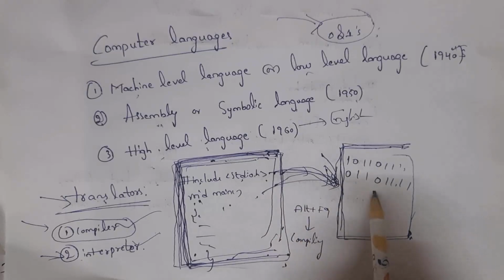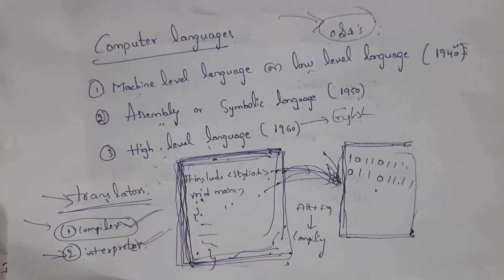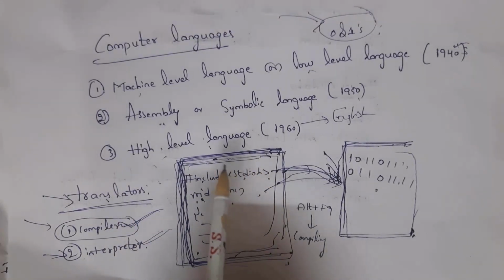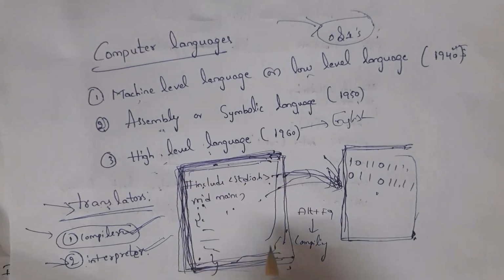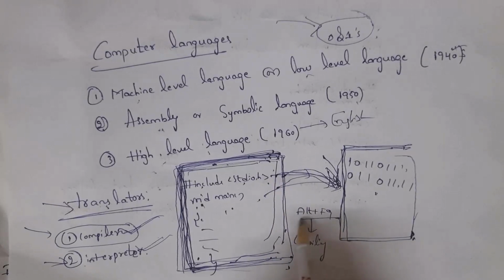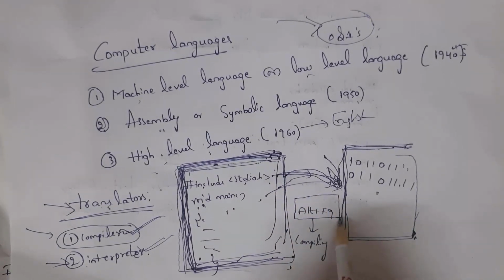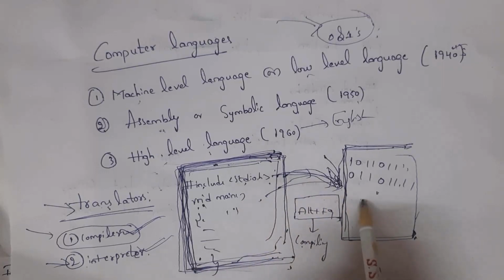There are two types of translators. One is compiler and the next one is interpreter. In C we use a compiler. For example, I open Turbo C++ and write a program in Turbo C++, and then I click on Alt F9. Whenever you click on Alt F9, that means you are compiling your program. This compiler will convert this high level language program into low level language, that is, in the form of zeros and ones. So this is the use of a compiler.